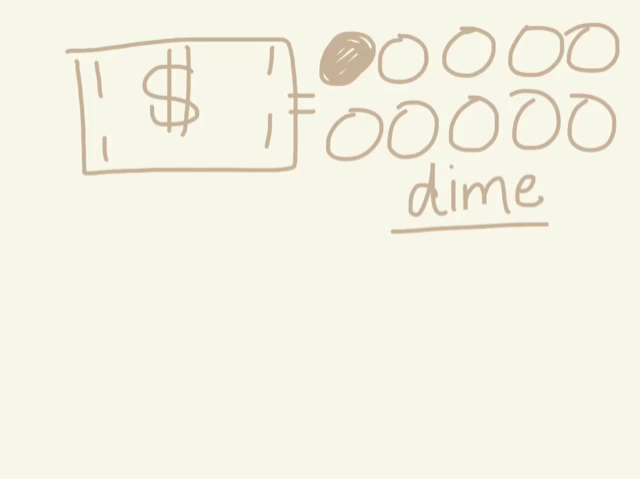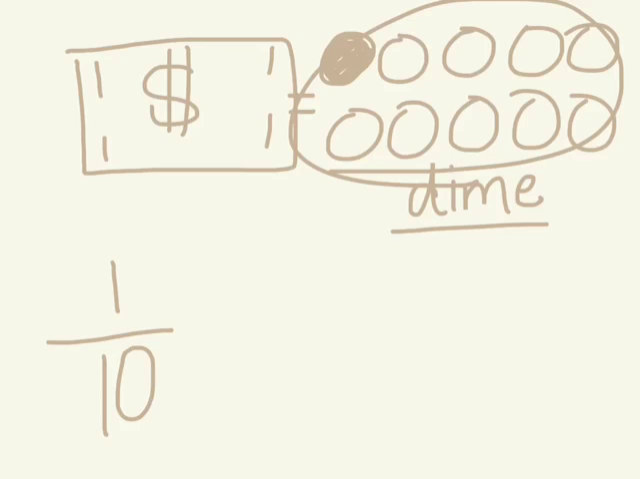If you have 2 dimes, that's 20 cents. 3, that's 30. 4 is 40. 5 is 50 cents. So 10 is a dollar. So I want to figure out what decimal that is. So my fraction, I know, is 1 out of 10. 1 dime out of 10, and I want to figure out what decimal that is.